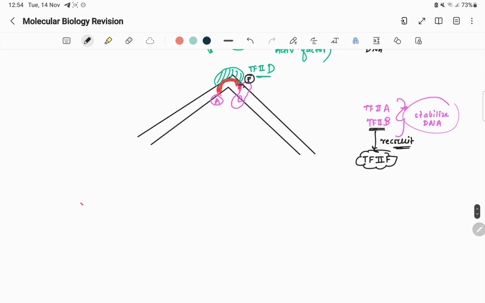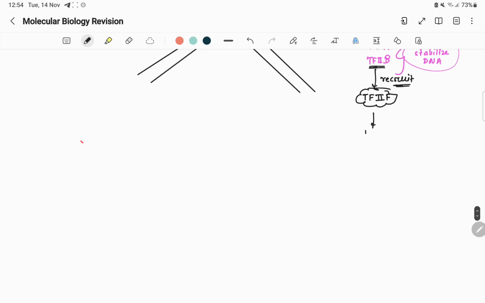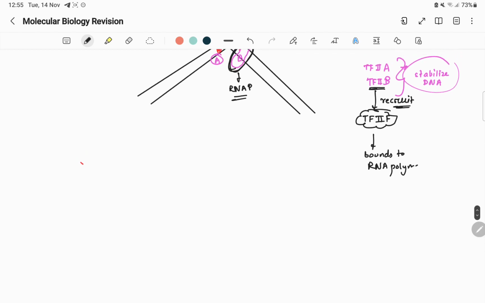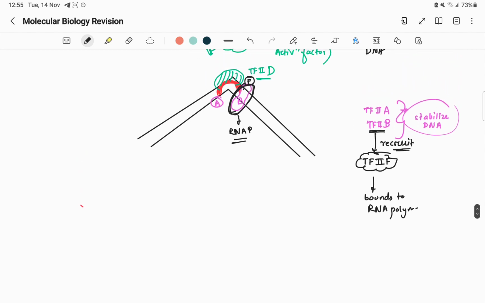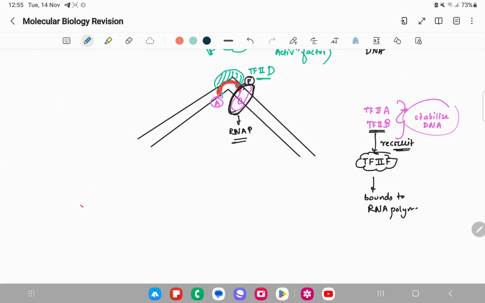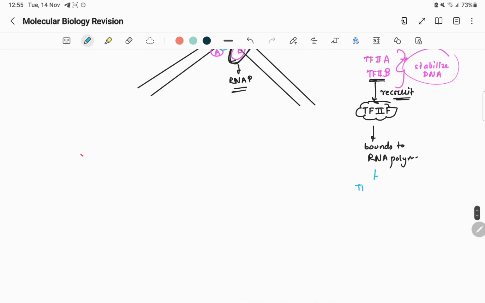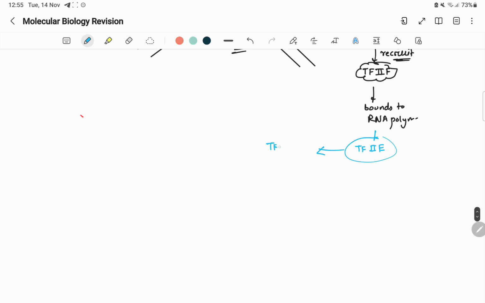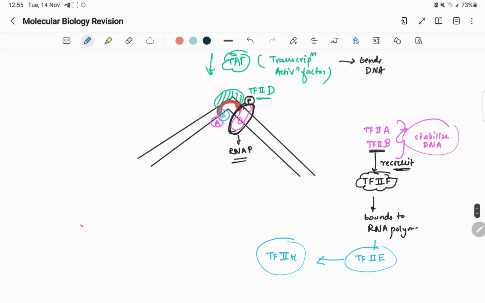So TF2F is bound to your RNA polymerase. Here TF2F is bound to your RNA polymerase. After the addition of TF2F, we have the addition of TF2E. This TF2E will recruit TF2H. TF2H will be recruited here.